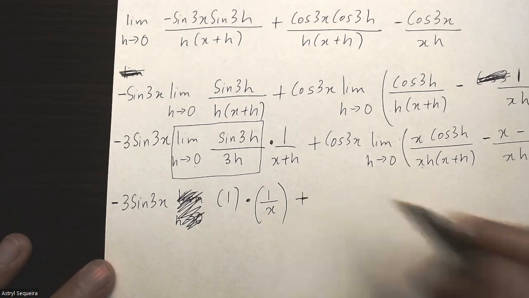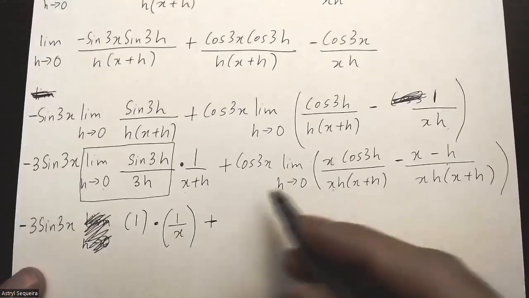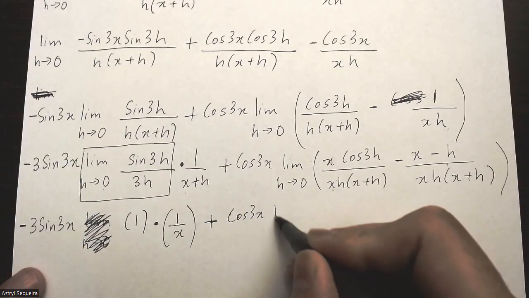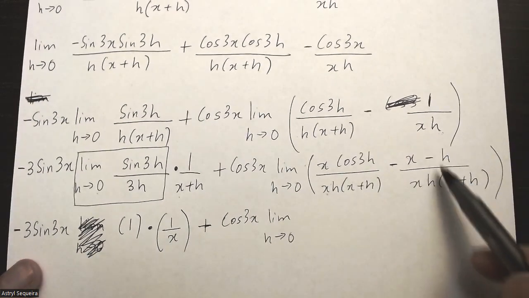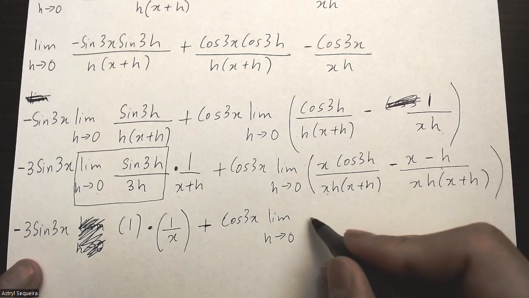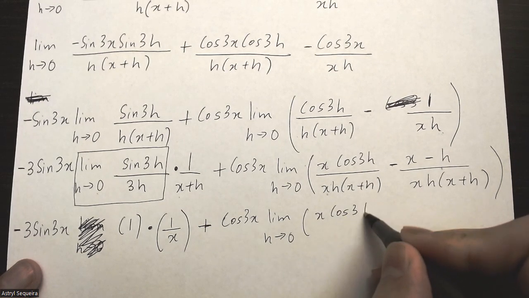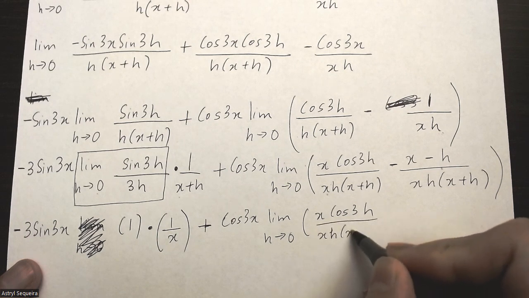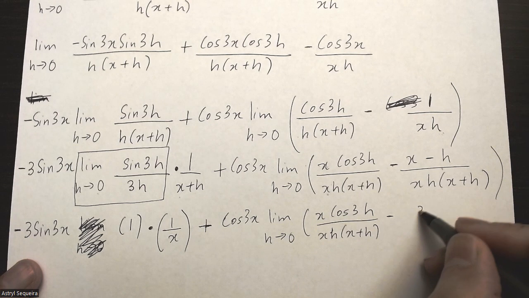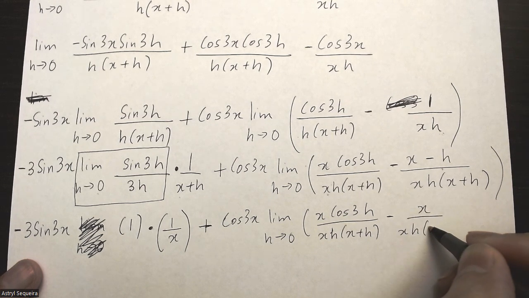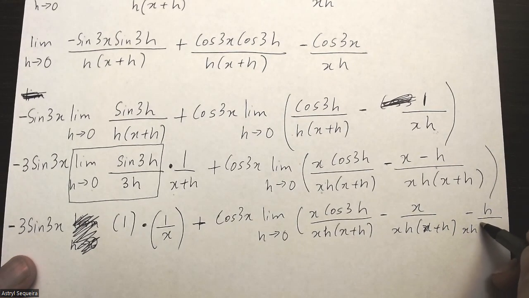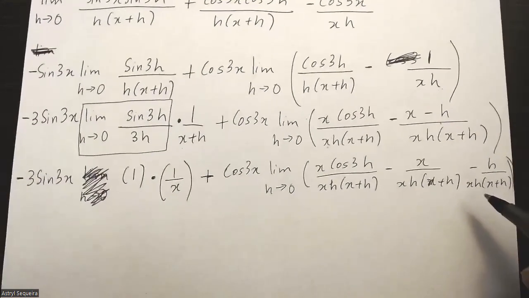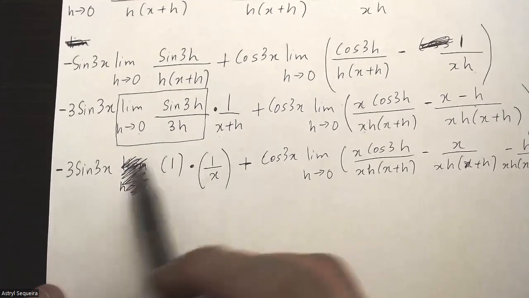And then plus cos 3x, lim h approaches 0. Over here, I'm just going to split my denominator for these two terms. So I have x cos 3h over xh(x plus h), minus x over xh(x plus h), minus h over xh(x plus h). Then I can multiply all of these to simplify it.